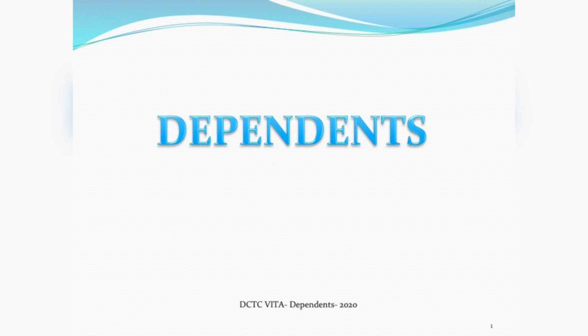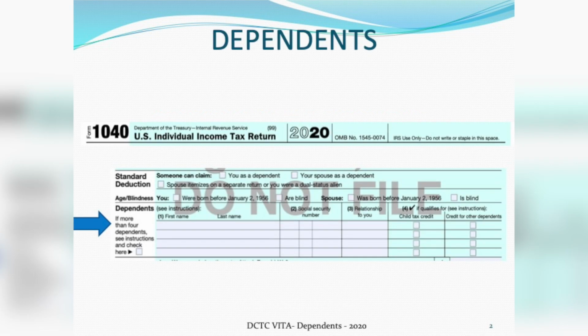Well, today we'll cover another subject entitled Dependents. This topic is covered in depth in Publication 4012, Tab C, Dependents. So this is the area that we're focusing on. Dependents are located right below the taxpayer address and standard deduction. You will notice that this area again refers to standard deduction and dependents.